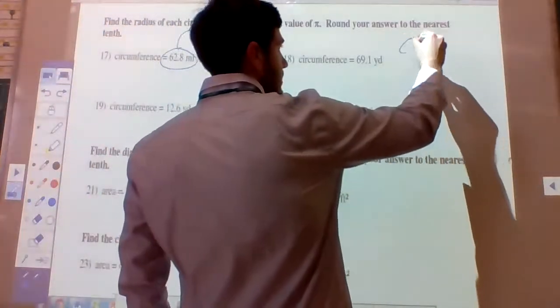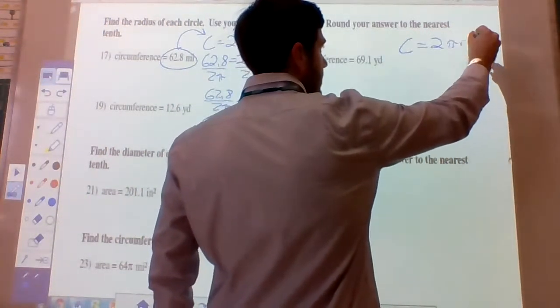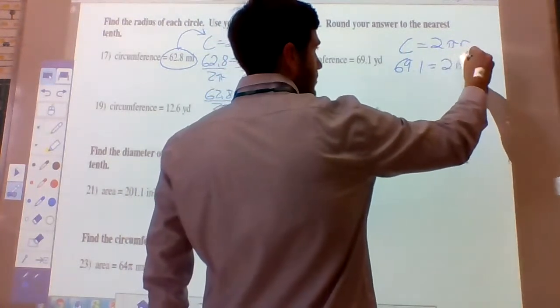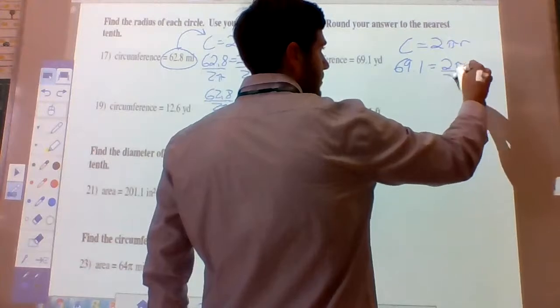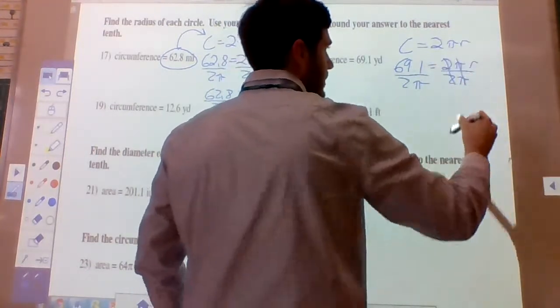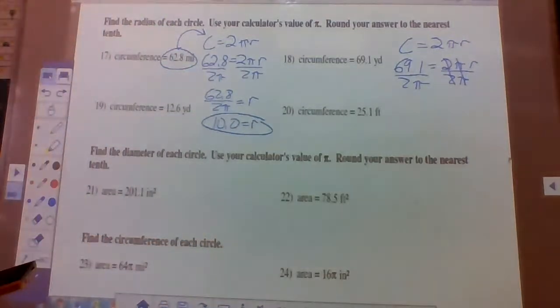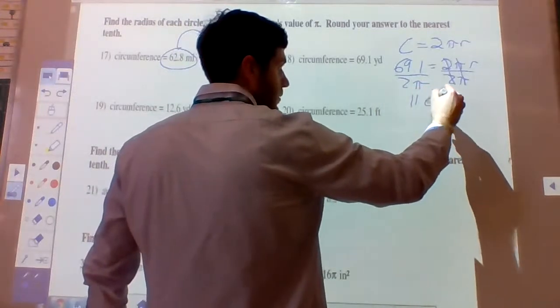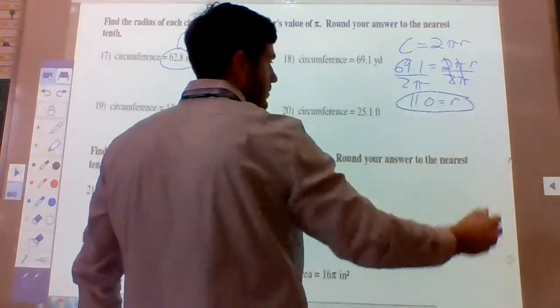Same thing here. Circumference equals 2 pi r. That's 69.1 equals 2 pi times the radius. So we divide both sides by 2 pi. So 69.1 divided by, in parentheses, 2 times pi, 10.99, so that's going to be 11.0 is our radius.